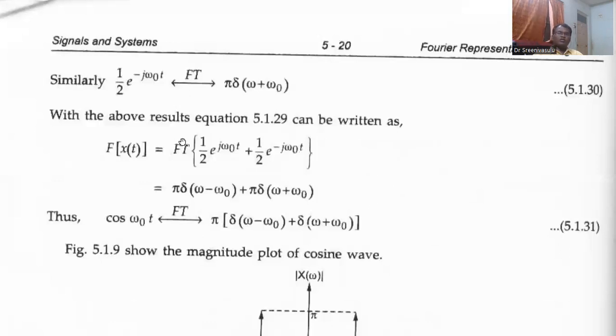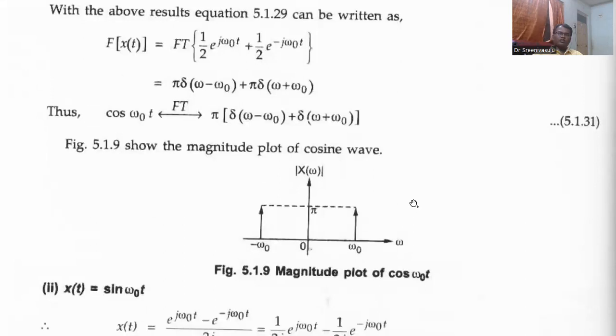Similarly, if you want to calculate the e power minus j omega naught t term, instead of a delayed version of the delta function in the frequency domain, it is going to be an advanced version of the delta function. That is delta of omega plus omega naught. Now the overall transform of cos omega naught t is pi into delta of omega minus omega naught plus pi into delta of omega plus omega naught.